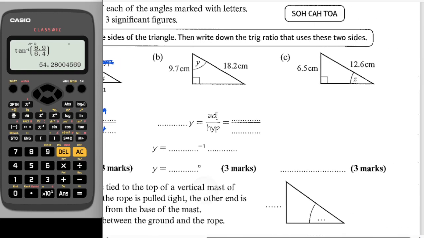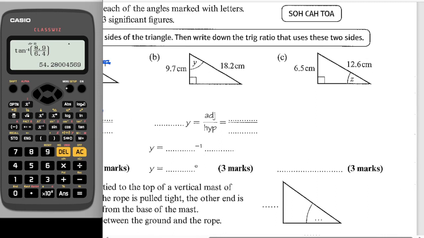Okay, part B. Similarly, I'm only going to label the two sides I'm working with. This side here is the hypotenuse, and this side here is the adjacent. So my trig ratio that involves an h and an h is going to be the cos ratio, and I'm trying to work out the angle, so it's going to be cos to the minus 1. Cos of the angle is equal to the adjacent over the hypotenuse. So that is 9.7 over 18.2.